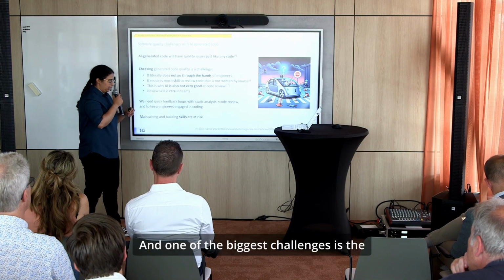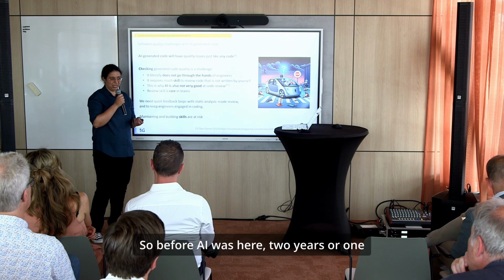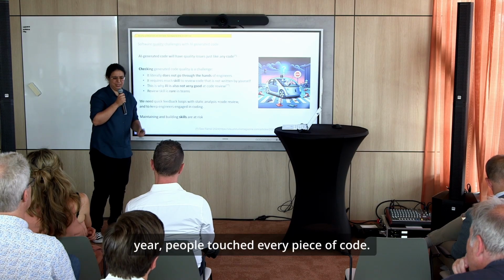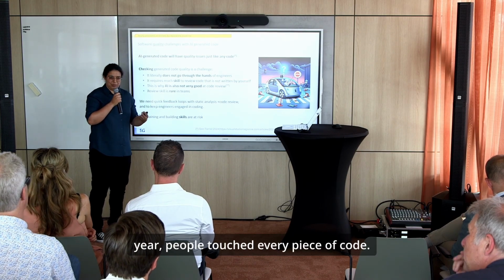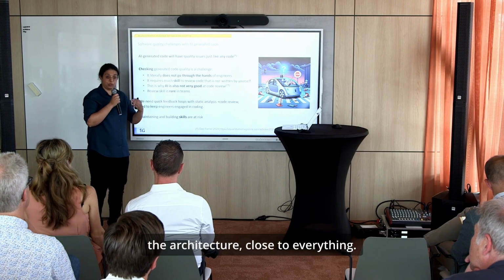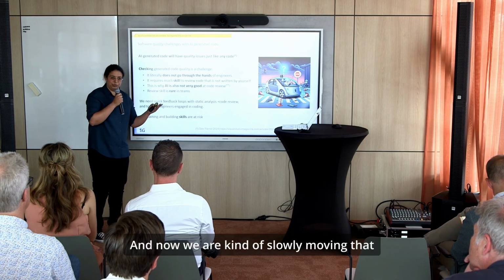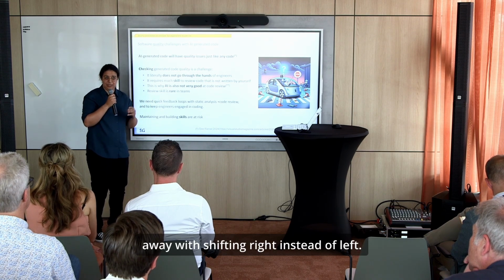And one of the biggest challenges is the code doesn't always go through the hands of engineers. Before AI was here, like 2 years or 1 year ago, people touched every piece of code. People were close to the code base, to the architecture, close to everything. And now we are kind of slowly moving that away. We're shifting right instead of left.